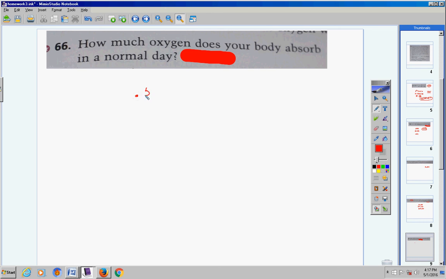Absorbing 0.5 liters every what? Every minute. Got it. So how many minutes are in a day? Well, there's 24 hours in a day, right? And every hour has 60 minutes. So I'm going to take 24 times 60. That's going to give me 1,440. So we're just about done.